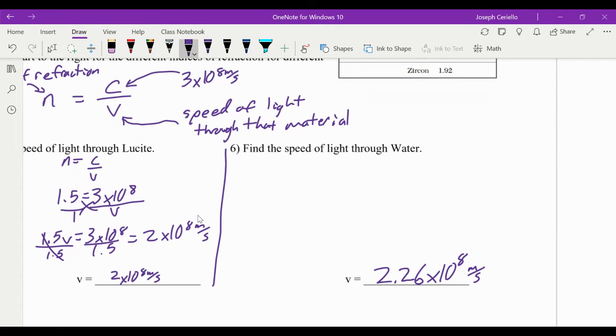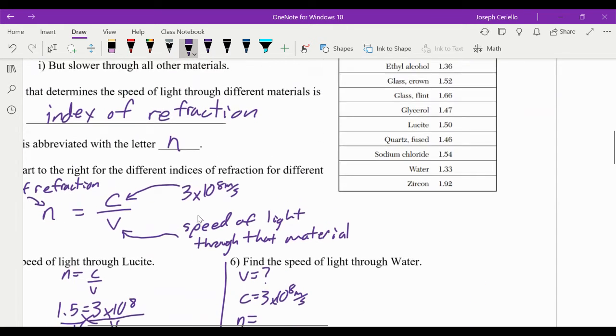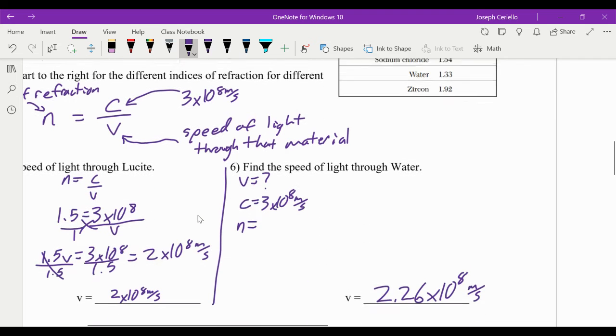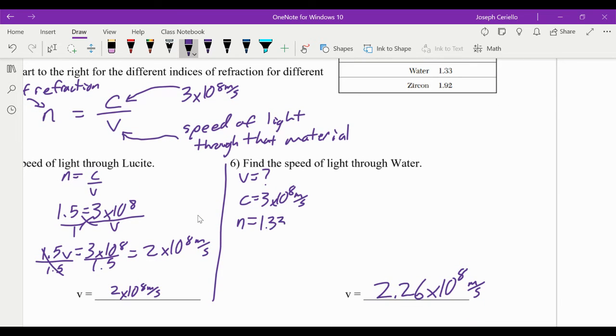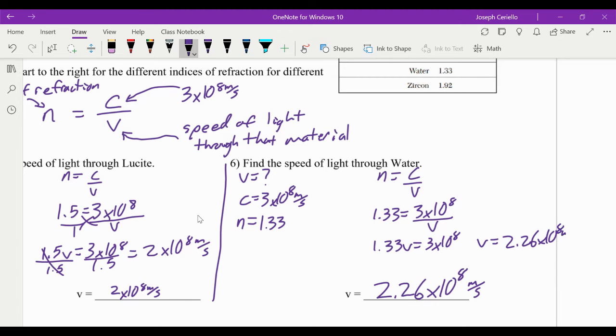So what about water? Well, we're still looking for v, and c is still going to be 3 times 10 to the 8th meters per second. And n is going to be the index of refraction for water, which, it looks like here, is 1.33. So we use n equals c over v. 1.33 equals 3 times 10 to the 8th over v. Cross multiply. 1.33v equals 3 times 10 to the 8th. v should come out to be about 2.26 times 10 to the 8th meters per second.